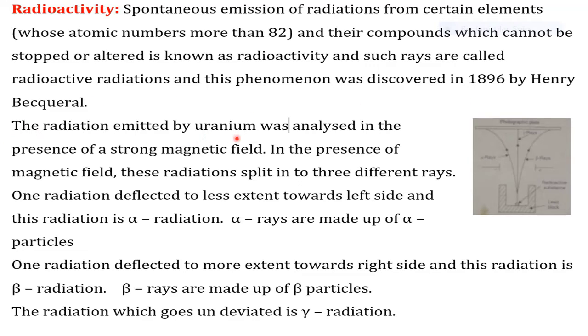The radiation emitted by uranium was analyzed in the presence of a strong magnetic field. In the presence of a strong magnetic field, these radiations split into three different rays. One radiation deflected to a lesser extent towards the left side because of its more mass, and this is alpha radiation. Alpha rays are made up of alpha particles. One radiation deflected to a greater extent to the right side, and this is called beta radiation. Beta rays are made up of beta particles, which are nothing but electrons. The radiation which goes undeviated is gamma radiation.